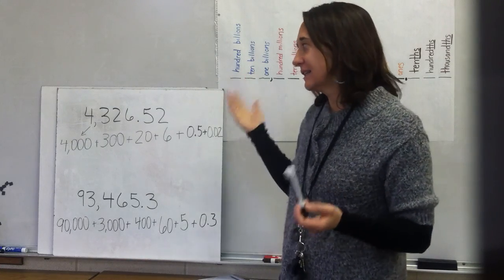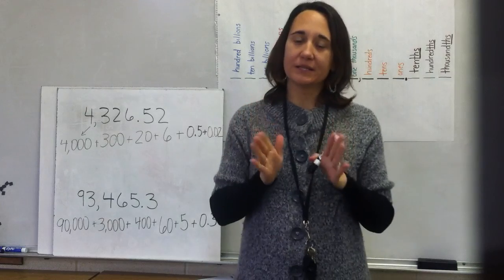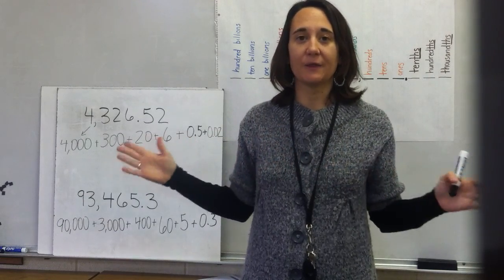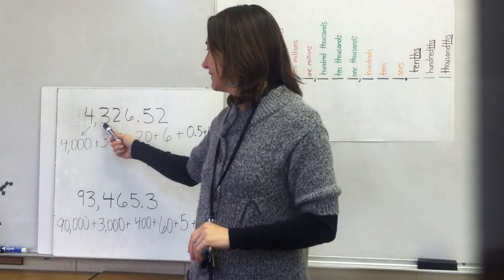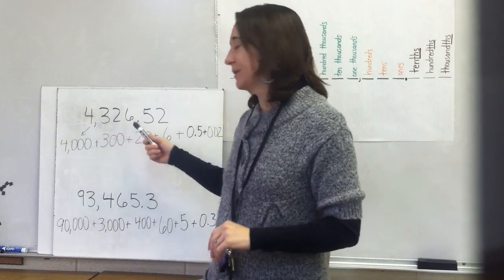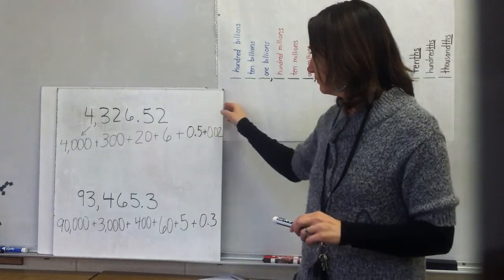Alright, so that is expanded form. It's simply using the place value to expand out the numbers. You're always going to make sure you write the number and the place value it is, and everything else becomes zeros.